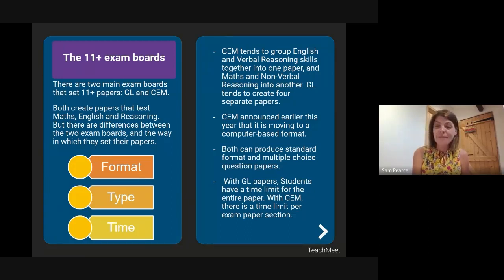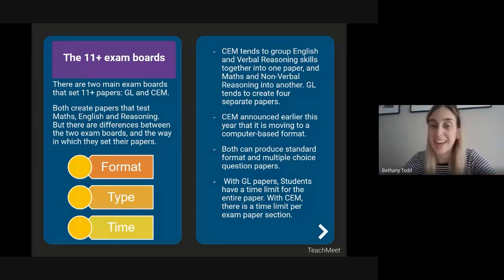But it's difficult to say because there are lots of differences between each of the different papers and the way in which they're set. So if you are working with a school that is using the ISEB, it's really useful to look at other things that they've released and that the school have used previously to get a sense of the type of questions they're going to be posing.